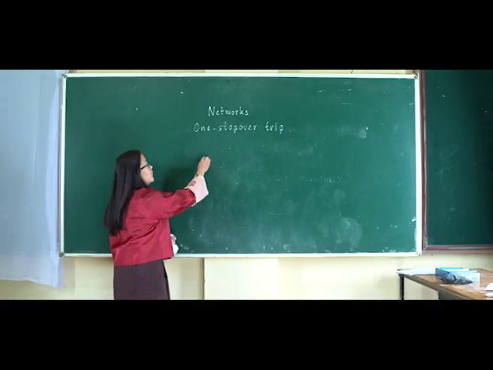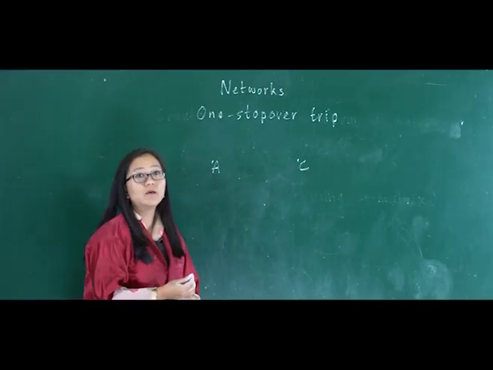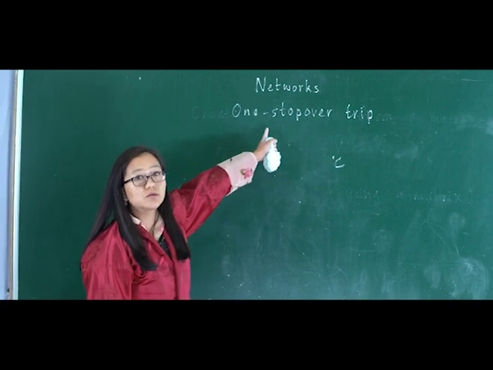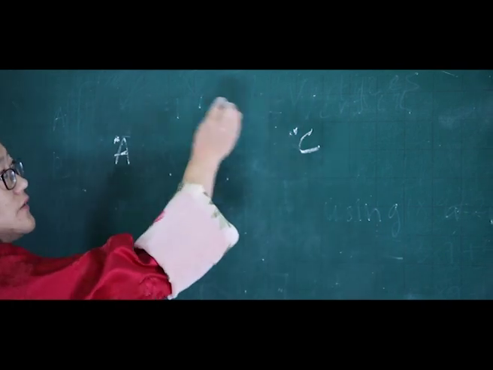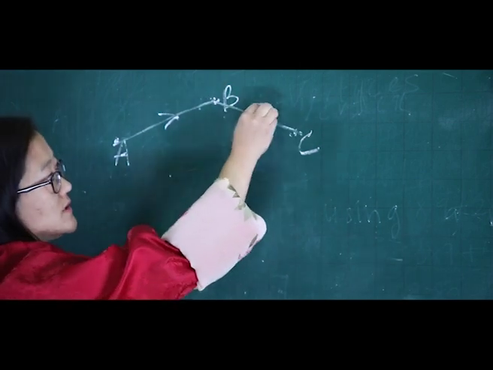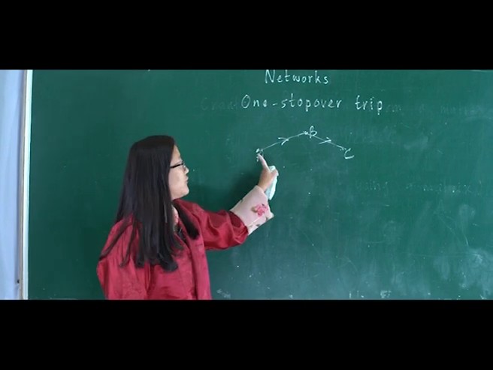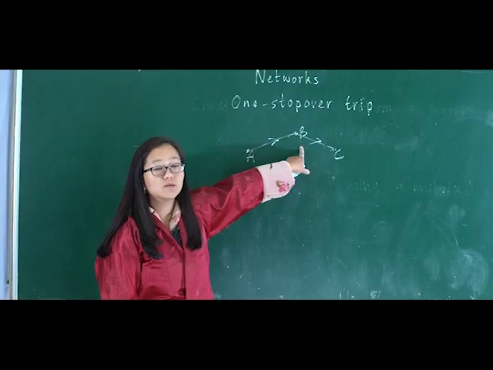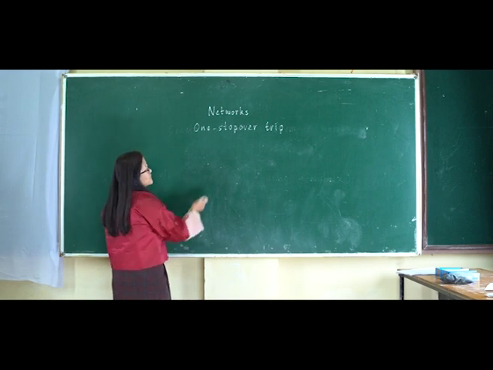We have a point A here. We want to go to point C here. If we take a direct route from A to C, there is no talk about this 1 stopover. What we have to keep in mind is, to go from A to C, if I stop somewhere in B, go to B, then to C, this is the concept of 1 stopover trip. To go from A to C, I stop somewhere in between, which is point B. So this is the concept of 1 stopover trip. Let's look into detail.